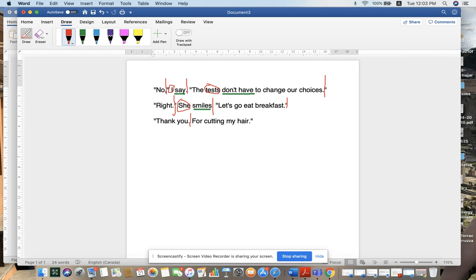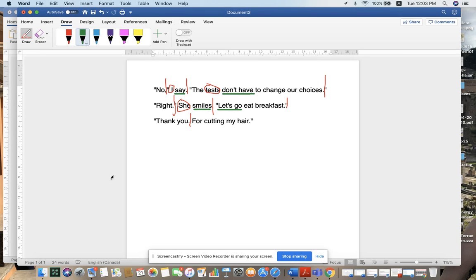And then we have let's go eat breakfast. Let's go is a command, right? Kind of let us go. And this is all one big predicate. The subject is implied in the command let's go. Who's the subject of the let's go? It's obviously I and another person, which means we. Let us go. Thank you.